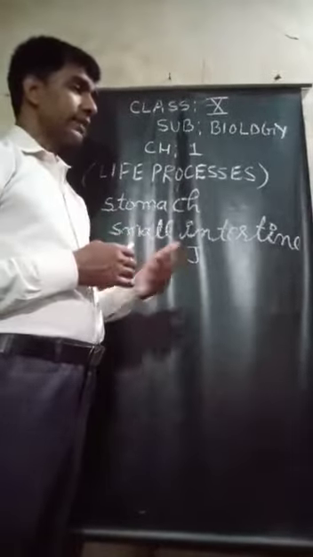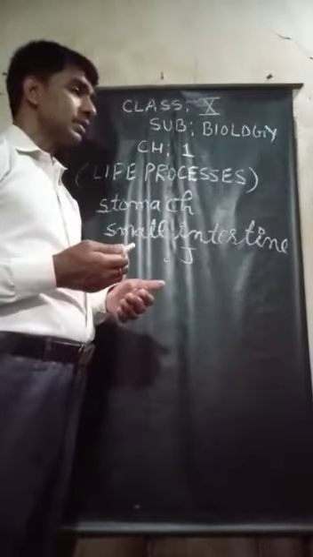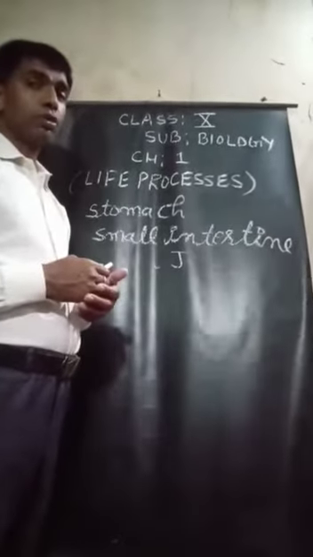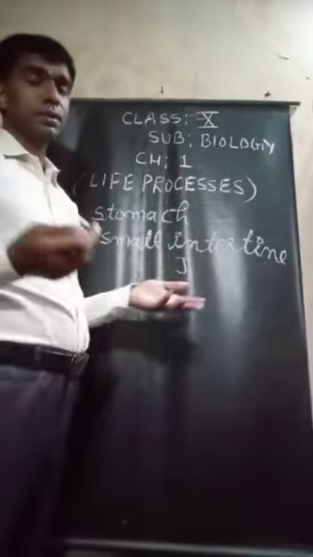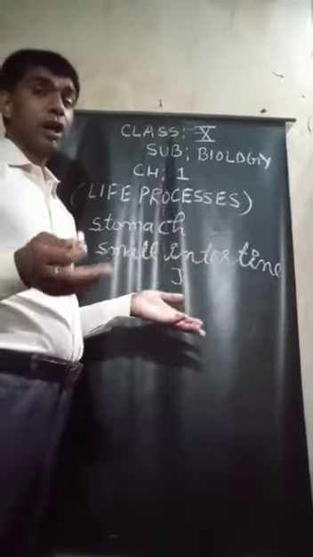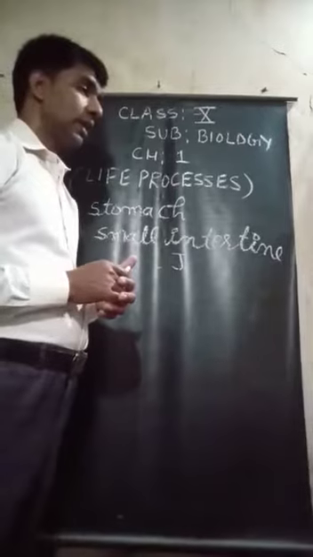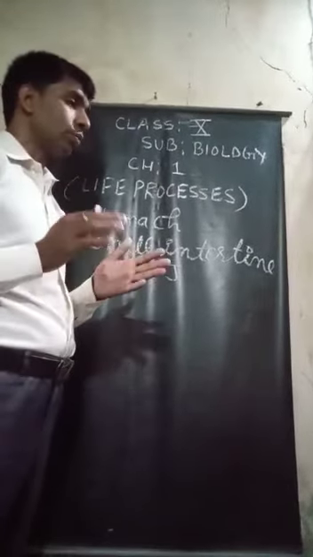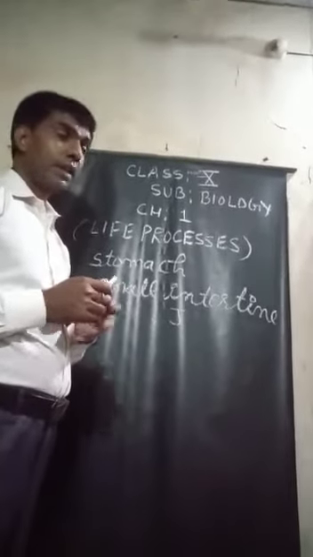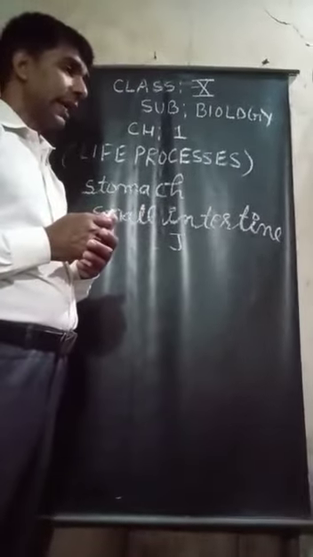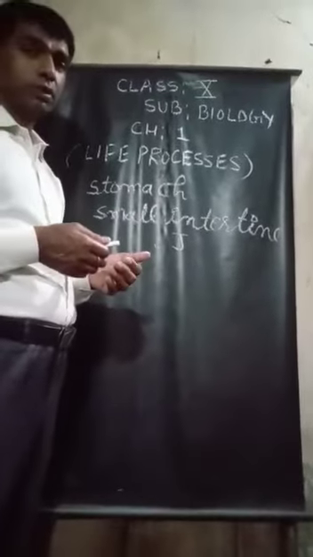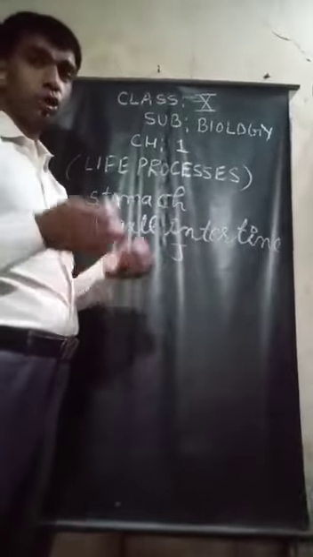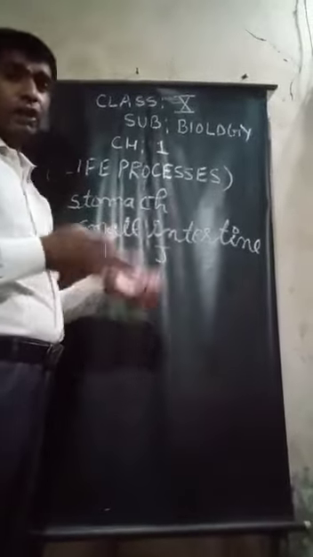Hydrochloric acid kills any germs that may have entered along with the food. It moistens the food and activates pepsin, and pepsin acts on proteins.